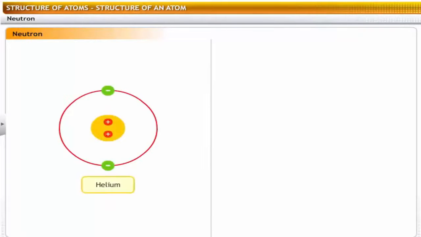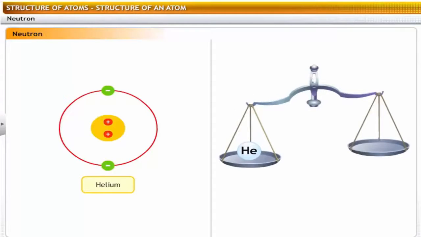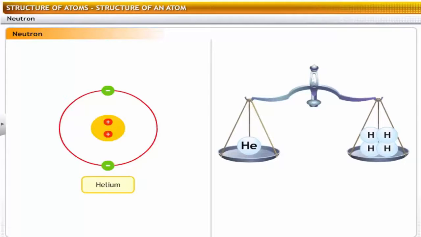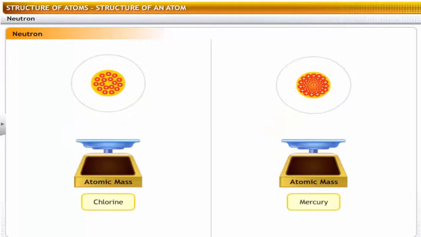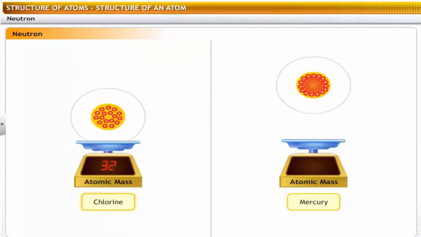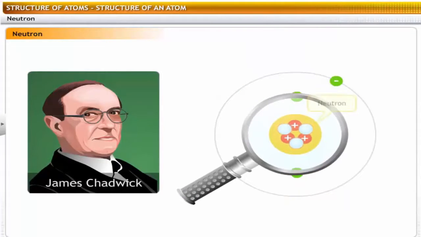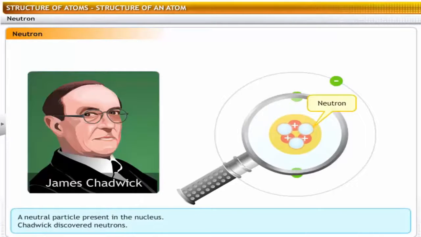Let's examine the element helium. It was found that helium has 2 protons and 2 electrons. However, its mass was found to be 4 times that of hydrogen. Similarly, the weights of some other elements were also found to be double or more than double. For example, the number of protons in chlorine is 17, but its mass was found to be 35. Similarly, the number of protons in mercury is 80, but its mass was found to be 200. This problem was solved when James Chadwick discovered another particle, the neutron. A neutron is a neutral particle with a mass equal to that of a proton and is present in the nucleus along with the proton.